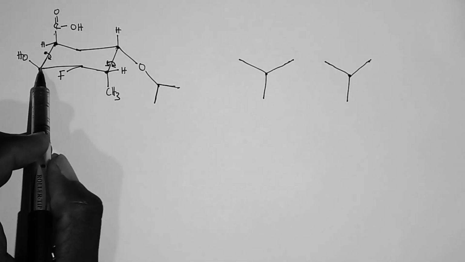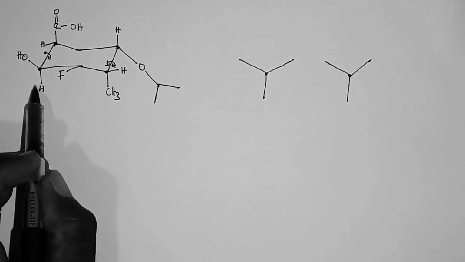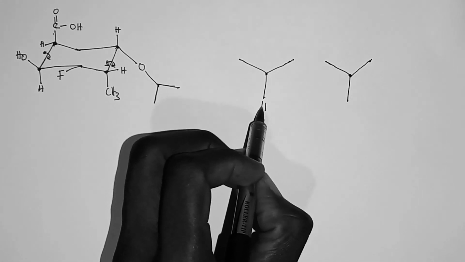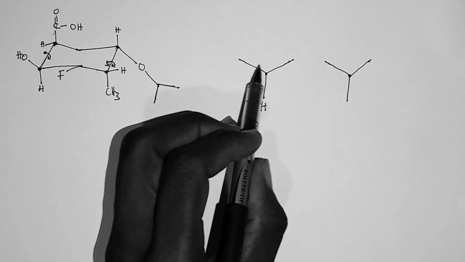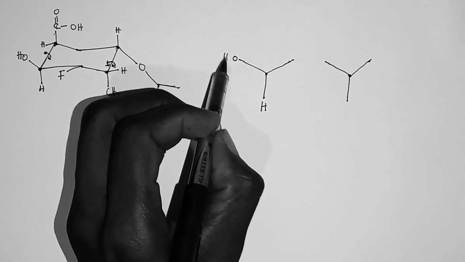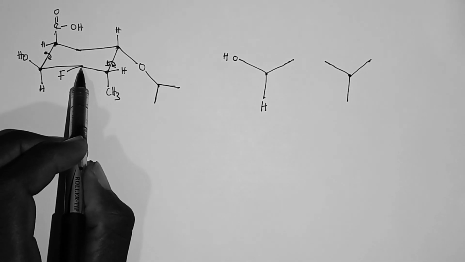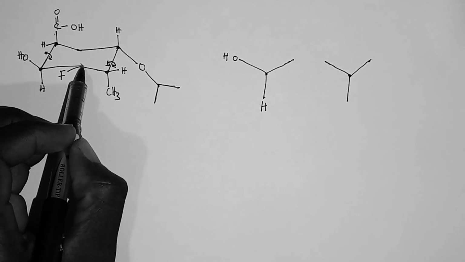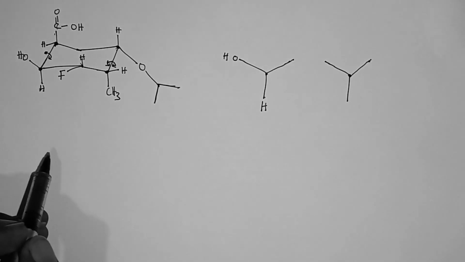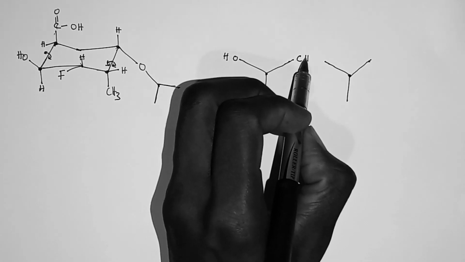Now, if we start with this carbon, you see that this part is this proton. So we put this proton here. And then this part is this OH. So there's an OH here. And then this part is CHF. Remember, there is a proton in the axial position over here. So here is CHF.